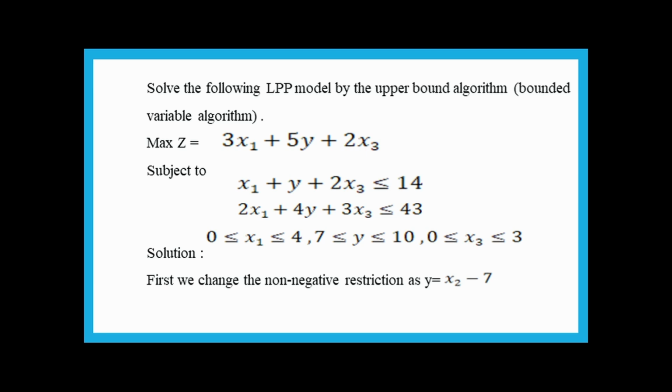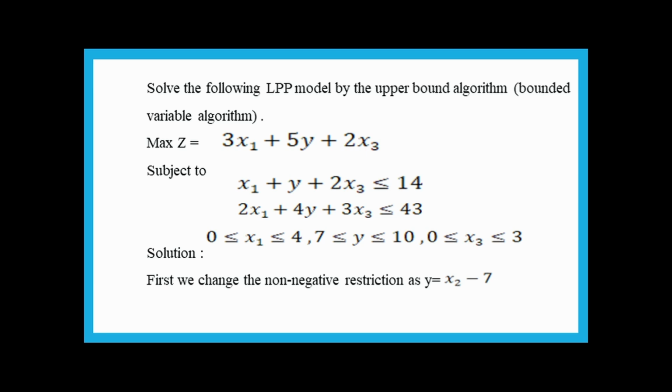The non-negative restrictions are 0 less than or equal to x1 less than or equal to 4, 7 less than or equal to y less than or equal to 10, 0 less than or equal to x3 less than or equal to 3. In these restrictions, we have the second one as 7 less than or equal to y less than or equal to 10.